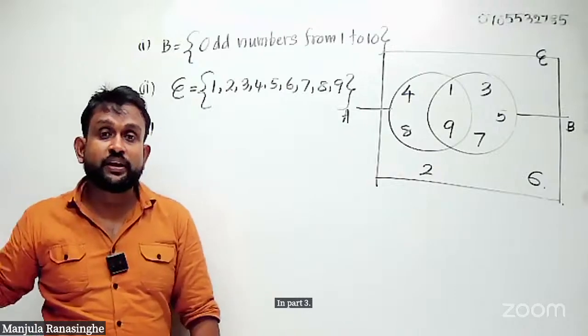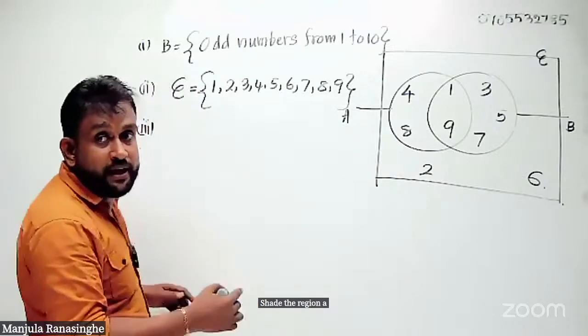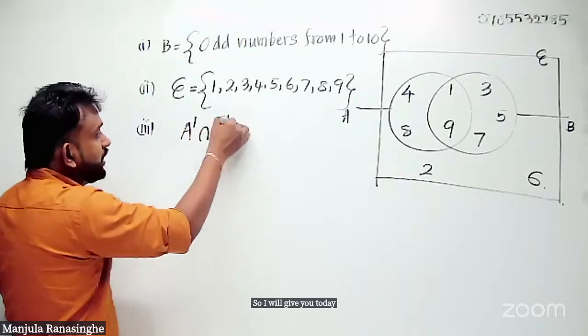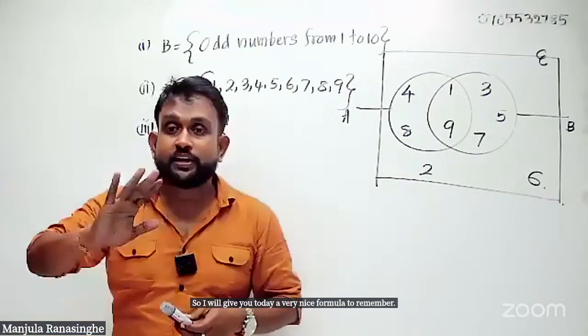shade the region A dash intersect B dash. So I will give you today a very nice formula to remember without any issues.